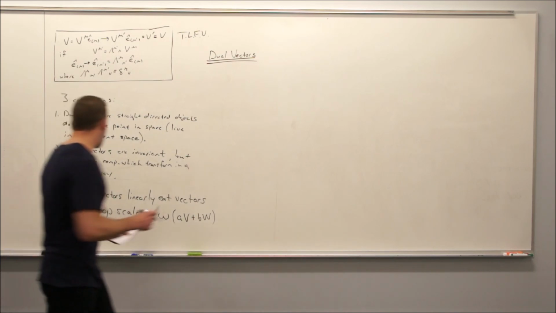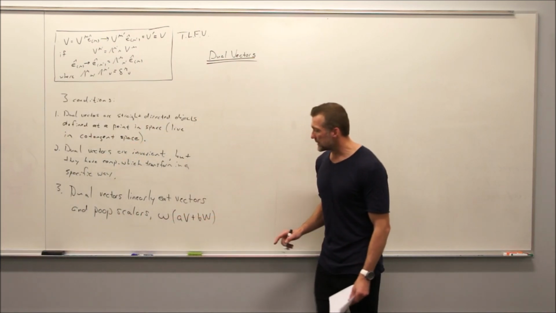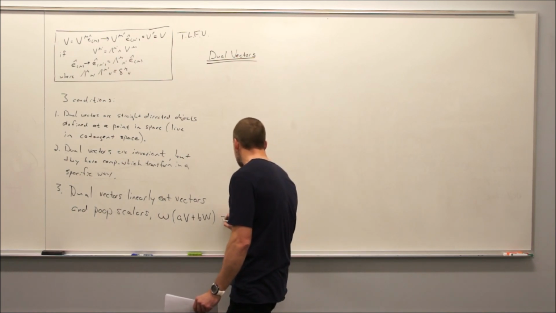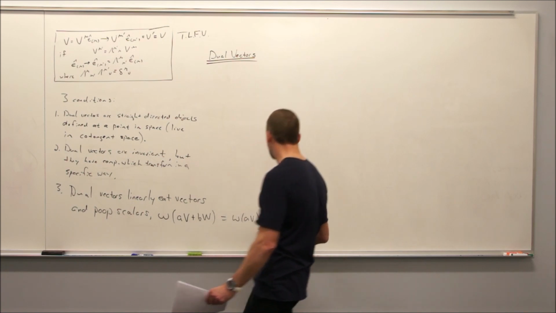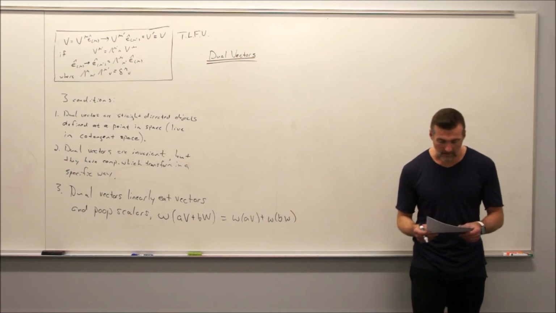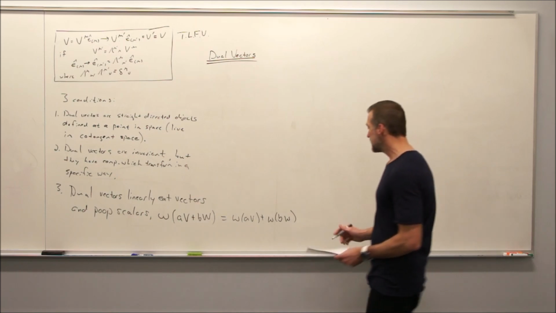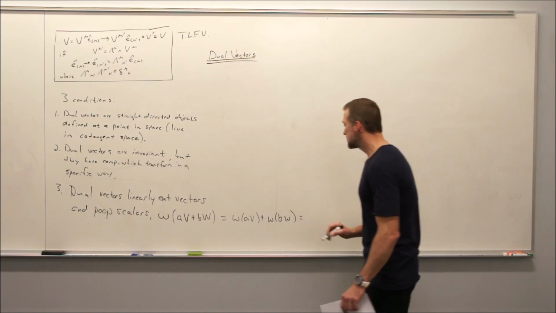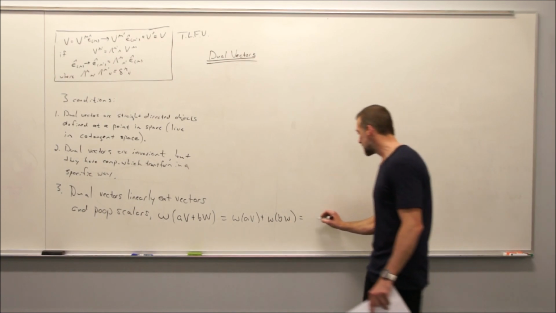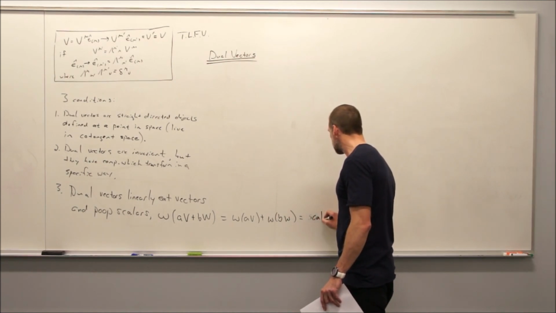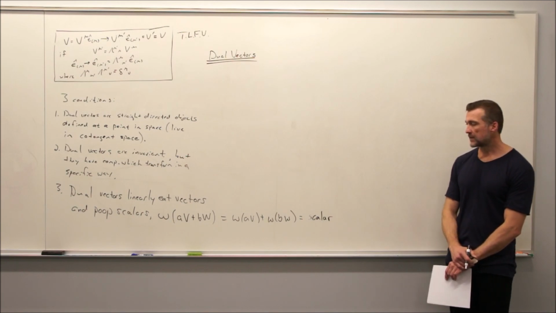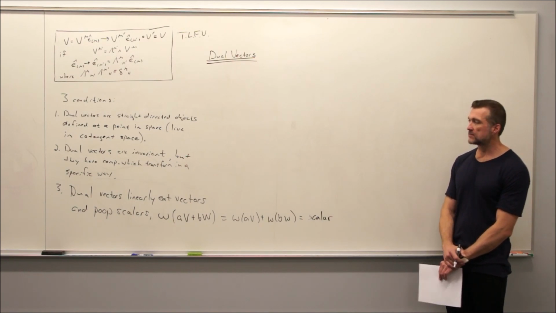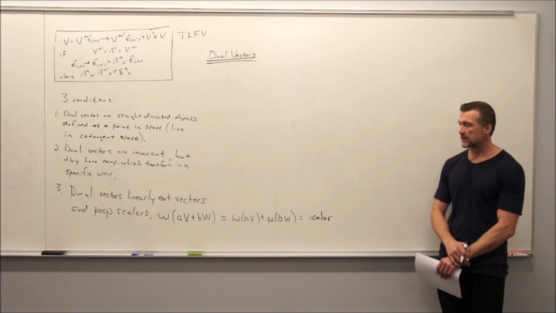Now, the idea that the dual vector linearly eats these is just the statement that I can split that up into the separate eating of AV and then BW. And then the idea that it poops scalars is just the idea that at the end of this operation, you should get a scalar. So there is a mathematical equation embodying the idea that dual vectors linearly eat vectors and poop scalars.